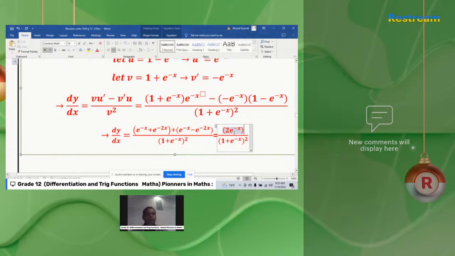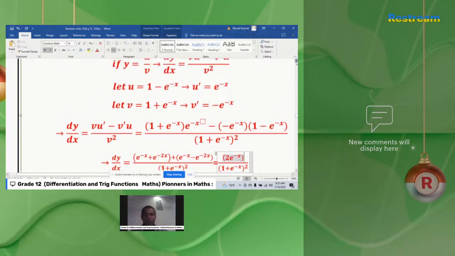If you want to change this, it will be like that. So this is the last answer. We consider this the first derivative of the function. I wish that it's clear for you, and the explanation is clear for you.